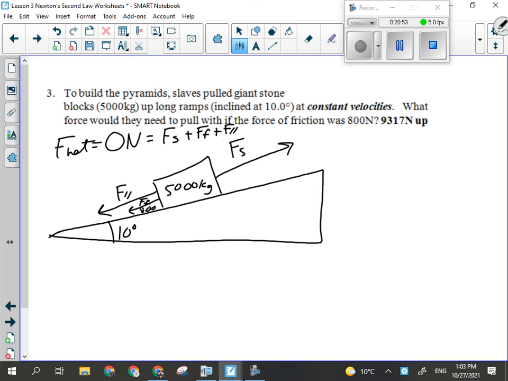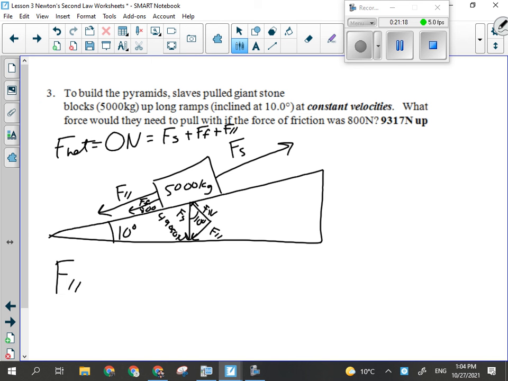Can I calculate F parallel? I can. This side here is FG, and it's 49,050 newtons, M times G. And then this side's normal force, which I won't need, and then this side's F parallel. And that angle is 10 degrees. Everybody all right with that?